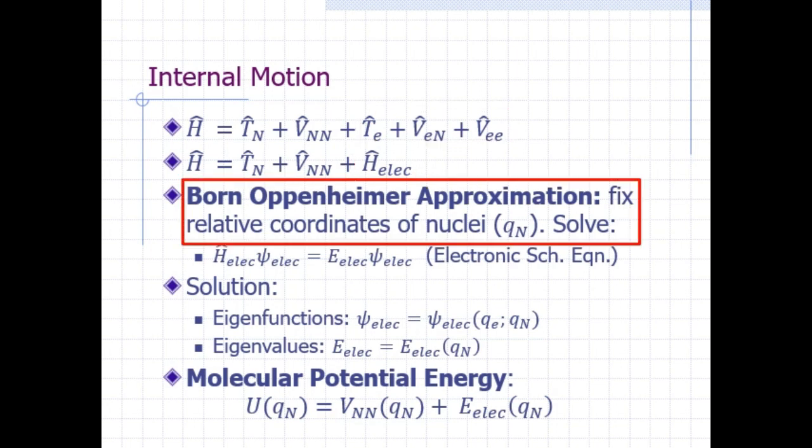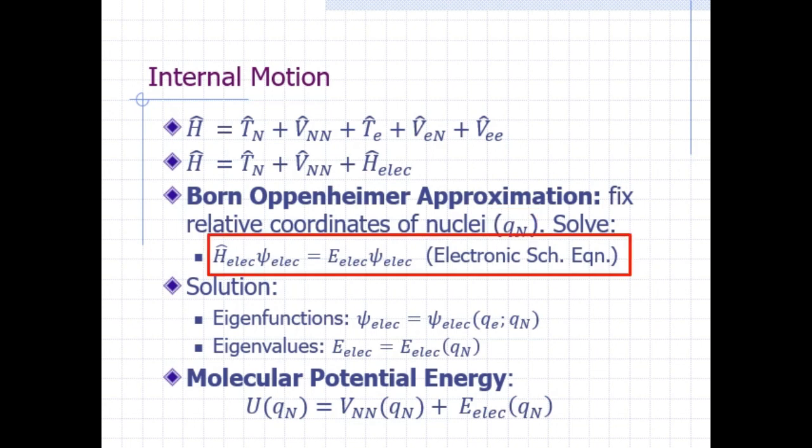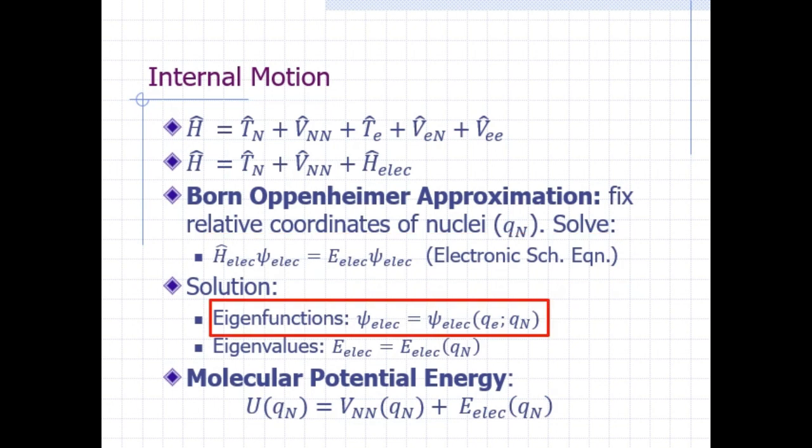In the Born-Oppenheimer approximation, we fixed the coordinates of the nuclei, which we can collectively represent by the symbol q sub n. Then we solved this simplified Schrödinger equation, which is called the electronic Schrödinger equation. In other words, we imagine fixed locations for all the nuclei, then solve for the eigenfunctions and eigenvalues of the electronic Hamiltonian. The wave functions we get depend on the coordinates of the electrons, which we can collectively represent by the symbol q sub e.